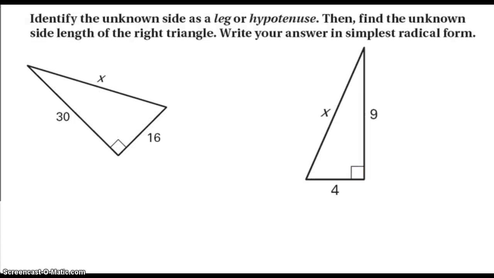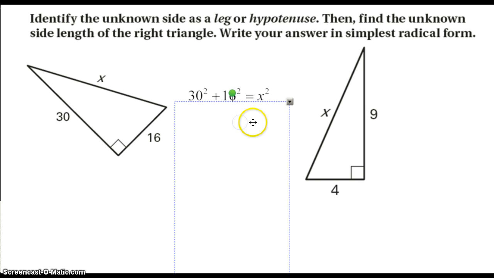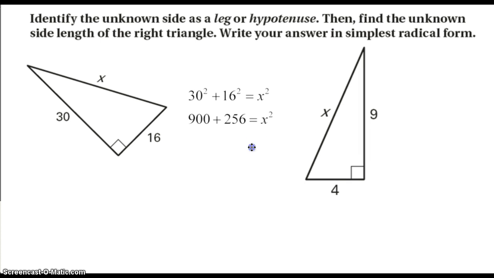So let's look at an example together, and then hopefully you can try the next one on your own. When we come to this triangle, we want to be able to identify if we're missing a leg or we're missing the hypotenuse. So take a quick second. Hopefully you realize that x is the hypotenuse. So if I need to fill out the formula a squared plus b squared equals c squared, then I'm going to fill out 30 squared plus 16 squared equals x squared, since x is our hypotenuse. Continue the math. 900 plus 256 equals x squared.